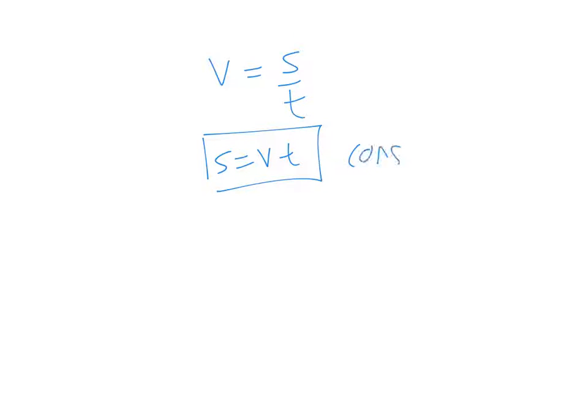You still remember the formula v equals s divided by t. So you get s equals v times t. This is the only equation we can use if the velocity is constant. You cannot use any other equations. So if the velocity is constant, it's fixed.